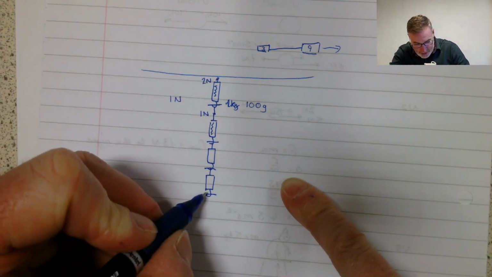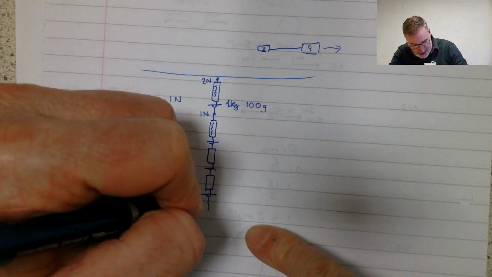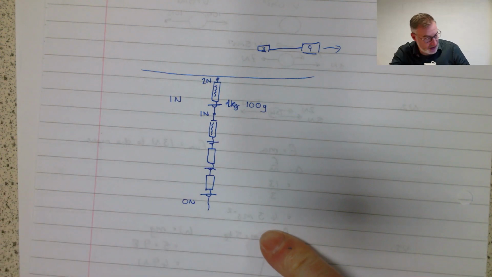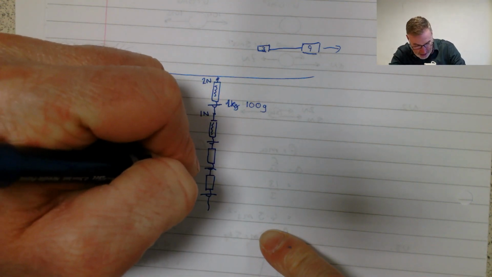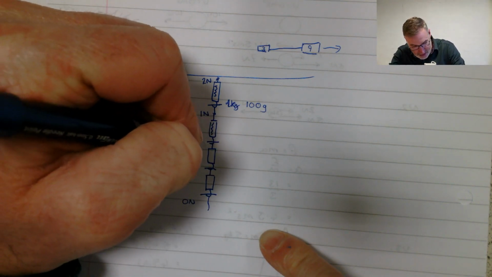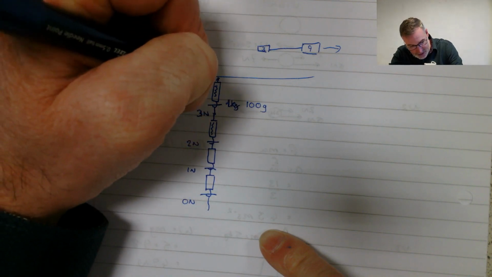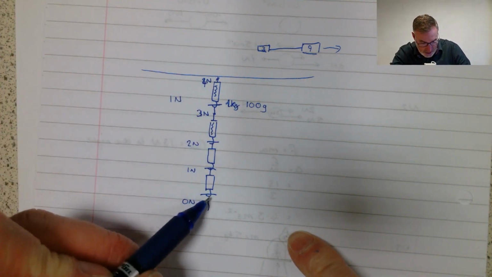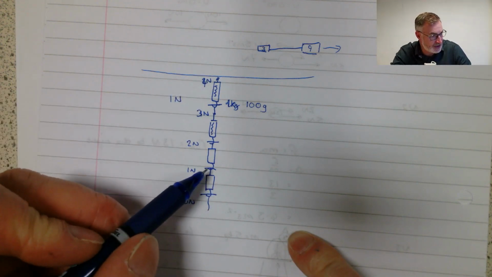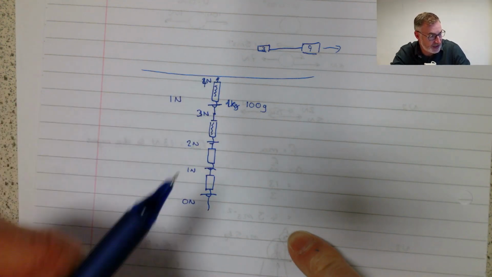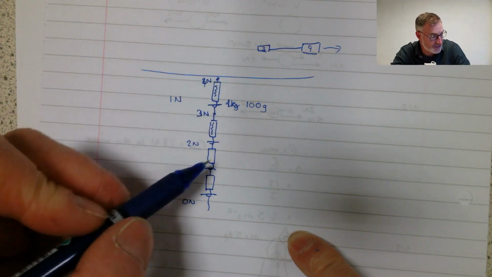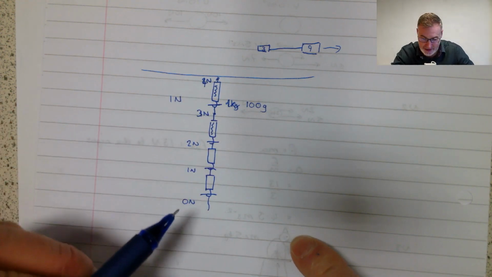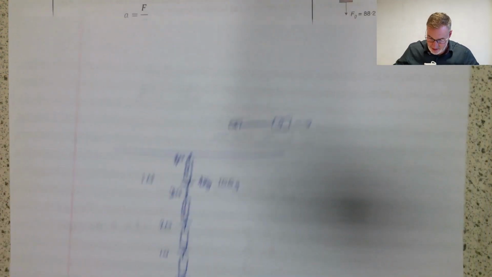So that now the string on here, which is unloaded, is going to be 0 newtons. Then we're going to have 1 newton, 2 newtons, 3 newtons, and 4 newtons. And so you can see that although they're all attached to each other, the tension gets greater and greater as more and more mass is added to it. And that's a similar thing if we look at the next question in our notes.